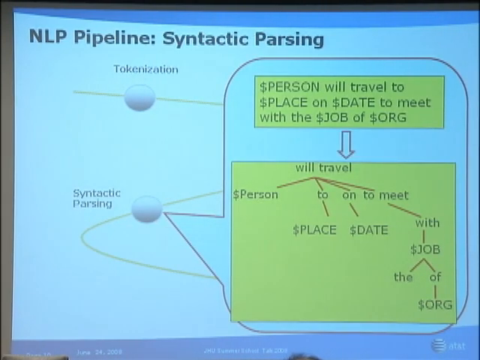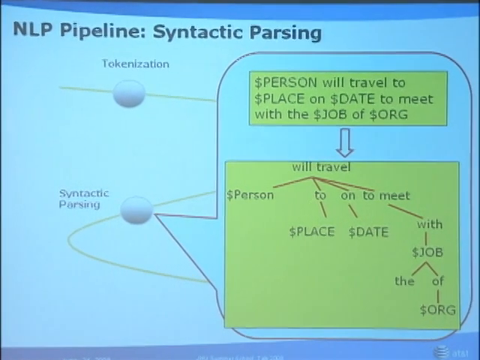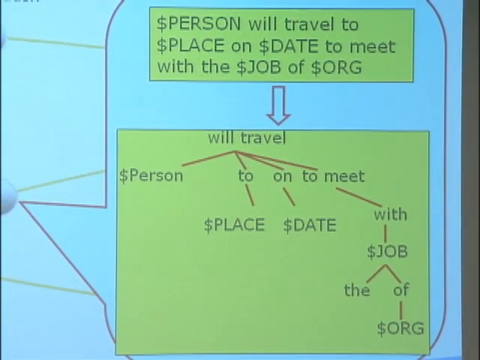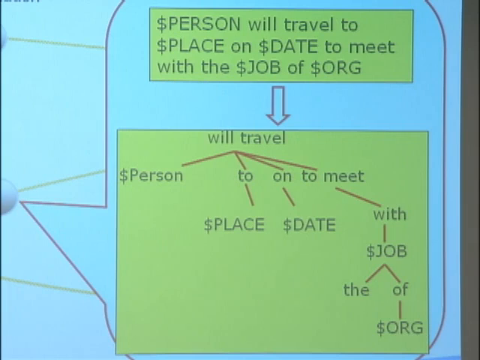Here's syntactic parse. So given that I have simplified the sentence into dollar person, so variable name, blah blah, and dollar place, dollar date, how do I recover relations among words? Okay, now I'm going one step further. I'm saying that not only are you segmenting these sentence words into groups, but I'm also trying to give you relations between words, okay, or among words.